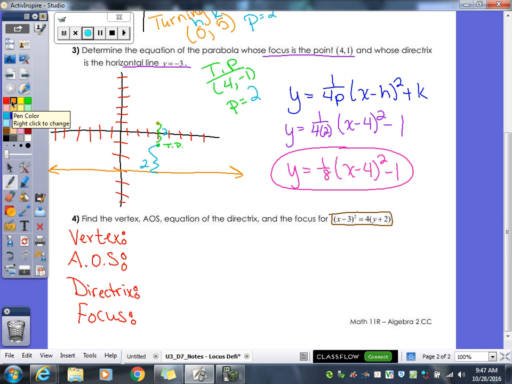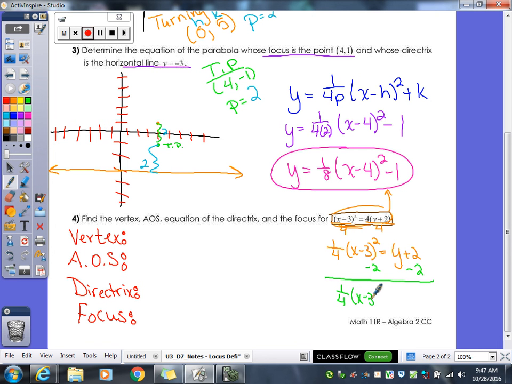What I'm going to do is rearrange this so that it looks more like that equation. So to do so, I'm going to divide by 4. So I get 1/4 x minus 3 squared equals y plus 2. Then I'm going to subtract my 2. And I get 1/4 x minus 3 squared minus 2 equals y. Okay. So from here, I can find my vertex, h, k. So my vertex is the point 3, negative 2.